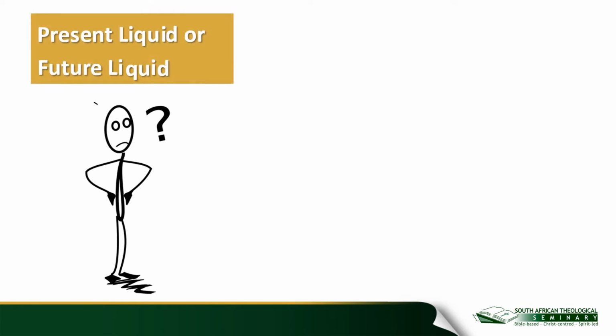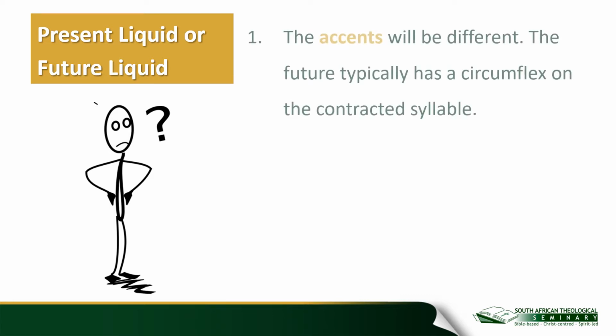Since the tense formative sigma, which is often the key to recognizing an ordinary future form, drops out in liquid futures, the present tense and future tense of most liquid verbs look similar. This begs another question. How can we distinguish a present liquid form from a future liquid form? Once again, there are two clues. Firstly, the accents will be different. The liquid futures typically have a circumflex on the contracted syllable. That circumflex is a key to recognizing them as liquid futures.